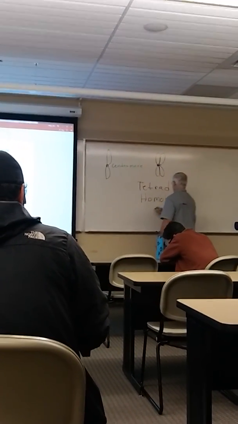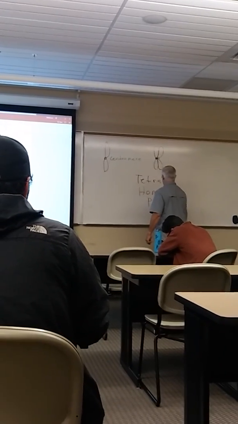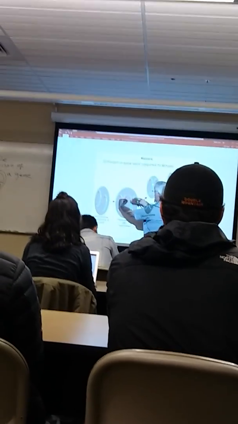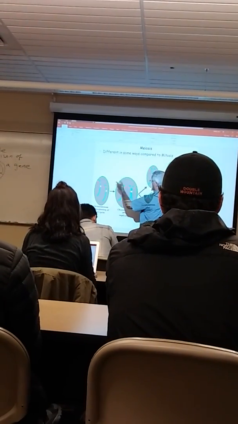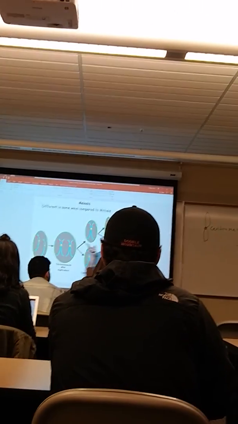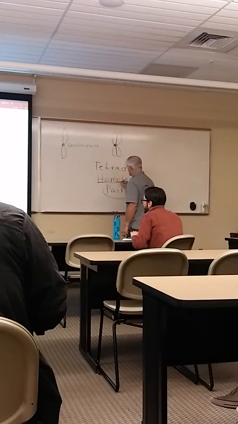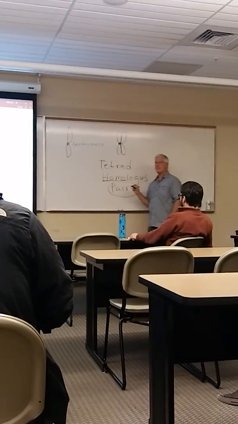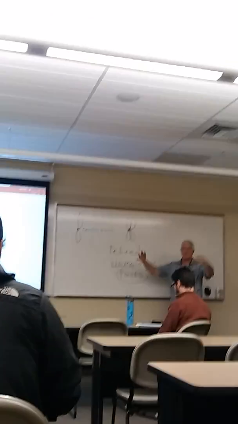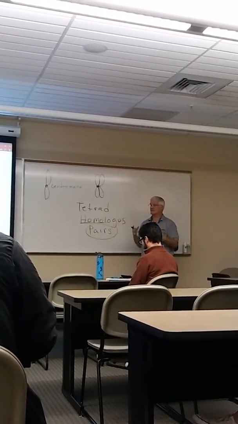Homologous pairs. See the word pair? Right? It's a pair of chromosomes. Homologous. What does homologous mean? Means the same. We should focus in on the part called homo, which means the same. So in other words, they're the chromosomes that have the same genes. They have different versions, but it's still the same genes.